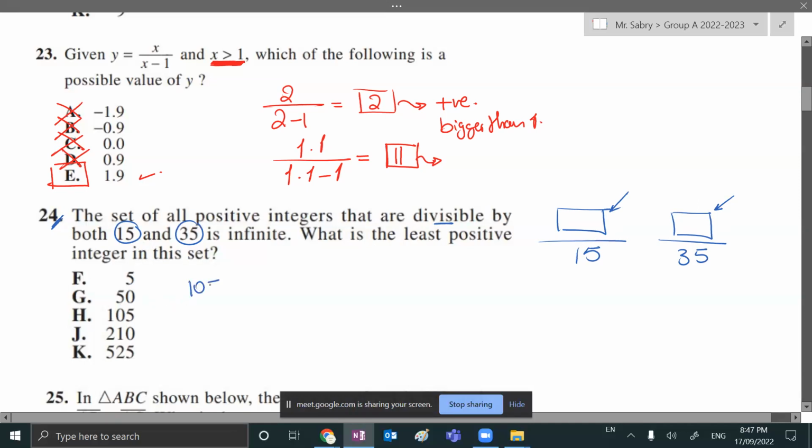Yes, 105 divided by 15 will come out as 7, and then 105 divided by 35 will come out as 3. So 105 is divisible by both 15 and 35, and it's the smallest option available in the options, because 50 and 5 don't work at all, and anything bigger than 105 would not work because he's asking for the least positive integer in this set.